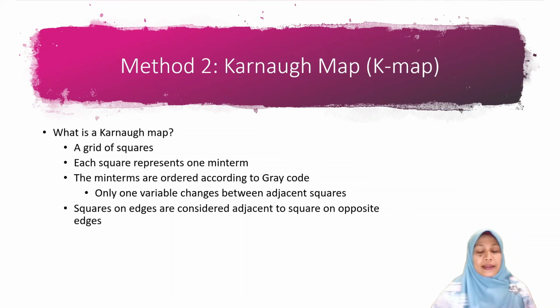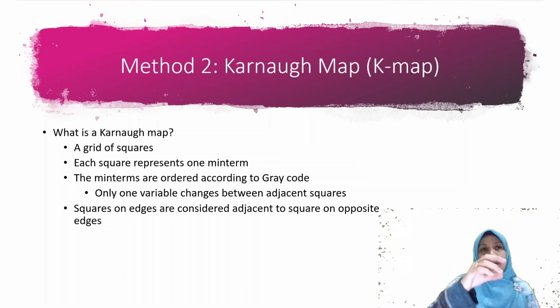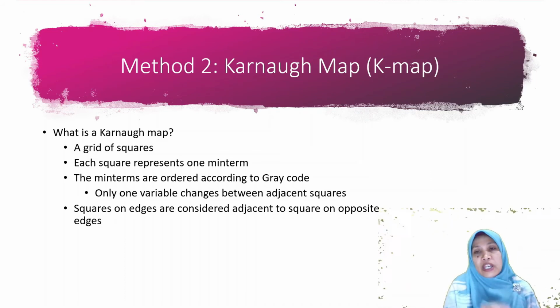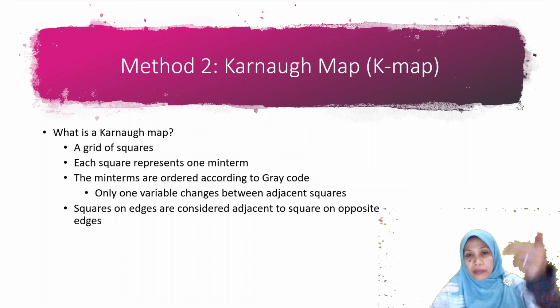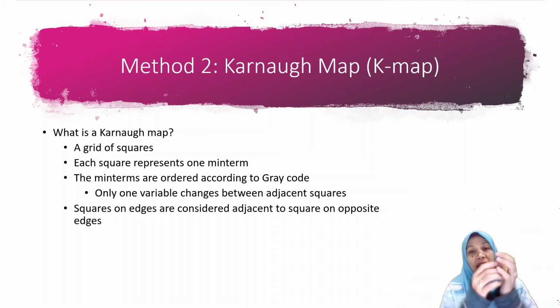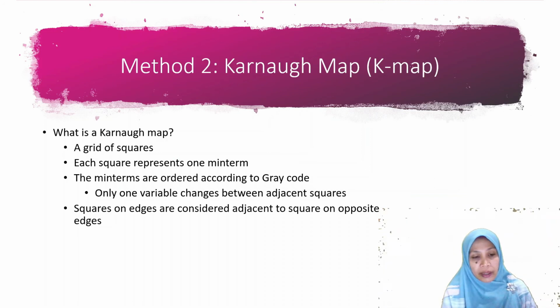The second method is a Karnaugh map, or we call it the K map. Alright, what is the K map? Okay, actually it's a grid of squares, and each square represents each input in the truth table. Alright, if you have 8 possible inputs in the truth table, you have 8 cells, or 8 grid squares, in your K map.